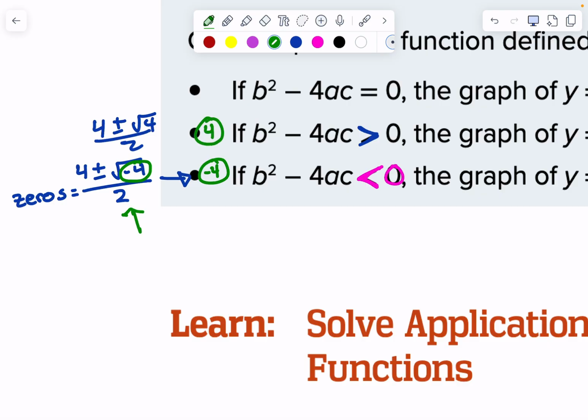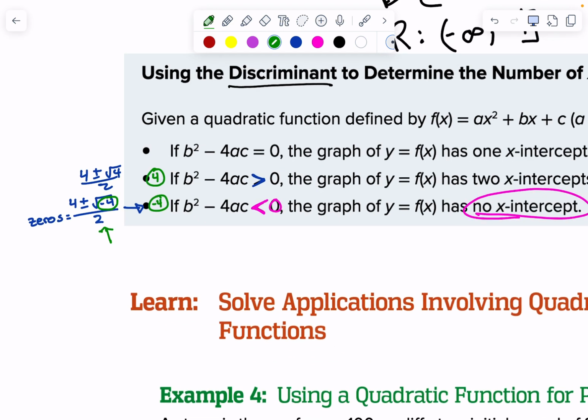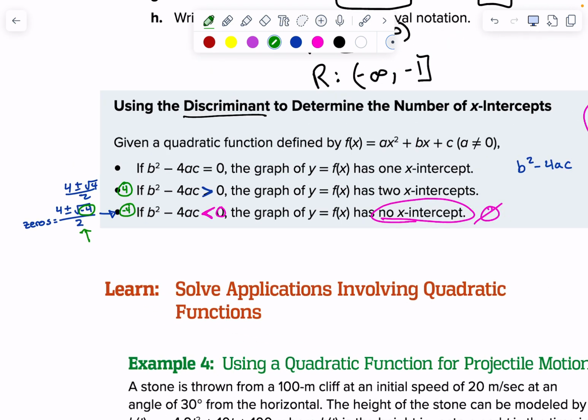Isn't this just like saying that if your thing is going downward and your vertex is negative, then it's automatically not going to cross? That's kind of the same. Yeah, honestly, that's what b squared minus 4ac basically does.